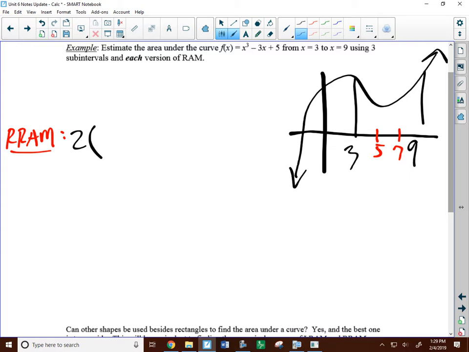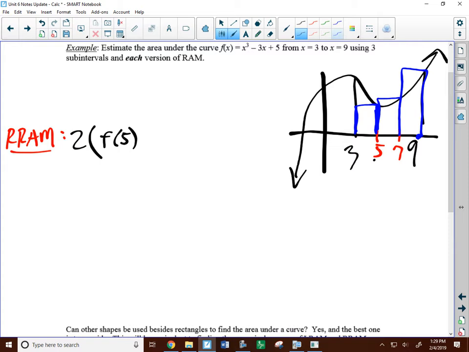Factor that out. Now here's a drawing of what would happen this time, just so you know. The rectangle here, I'd use the height at 5. So I go to 5, go up, make the rectangle. 7, go up, make a rectangle. 9, go up, make a rectangle. That's what it would look like. So I'm using the height this time at 5 for my first rectangle. Right, not 3.